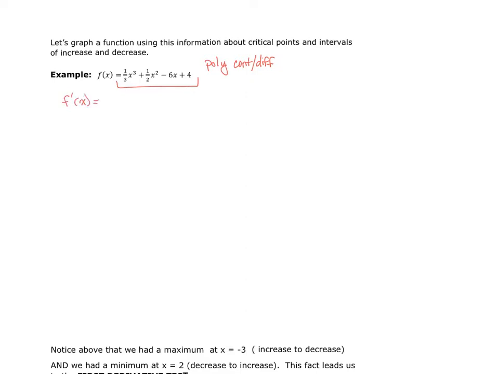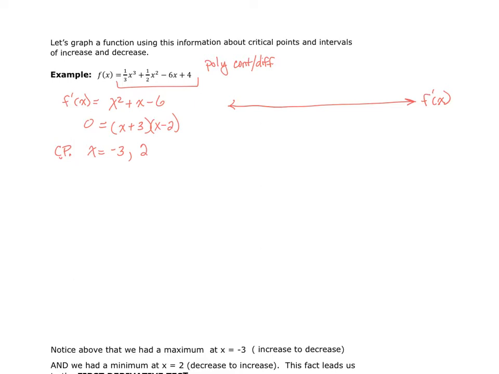The derivative of this function is going to give me x squared plus x minus 6, just using the power rule. And I can see very easily that this factors as x plus 3 and x minus 2. So my critical points, CP, are going to be at negative 3 and also at positive 2. So I'm going to make what we call a line chart. This is for the first derivative.